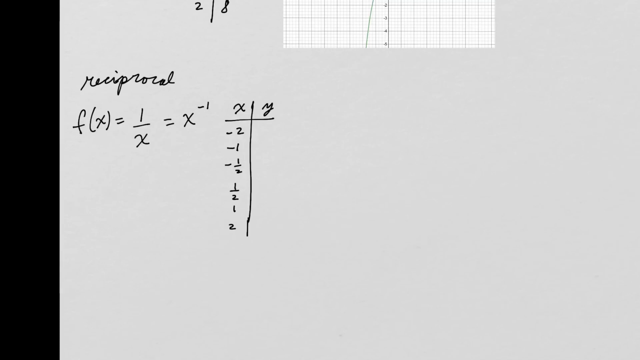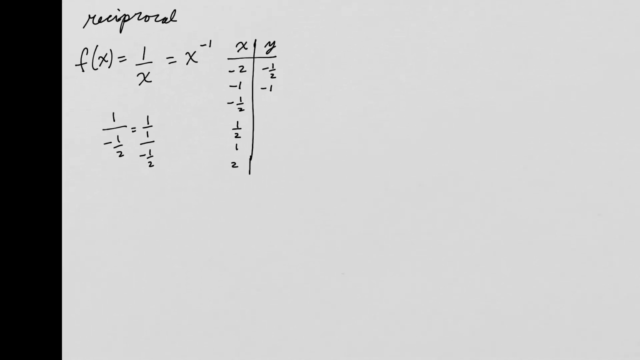So if the input is negative 2, what's the output? Well, 1 over negative 2 is going to be negative 1/2. I'm just plugging in for x. Where I have an x here, I'm going to plug in negative 2. Now I'm going to plug in negative 1. Well, 1 divided by negative 1 is simply negative 1. And then the next one, I have 1 divided by negative 1/2. Well, you can think of this as 1 over 1 divided by negative 1/2. And remember, when you divide fractions, it's the first fraction, top one, times the reciprocal of the bottom. So this is going to be negative 2.